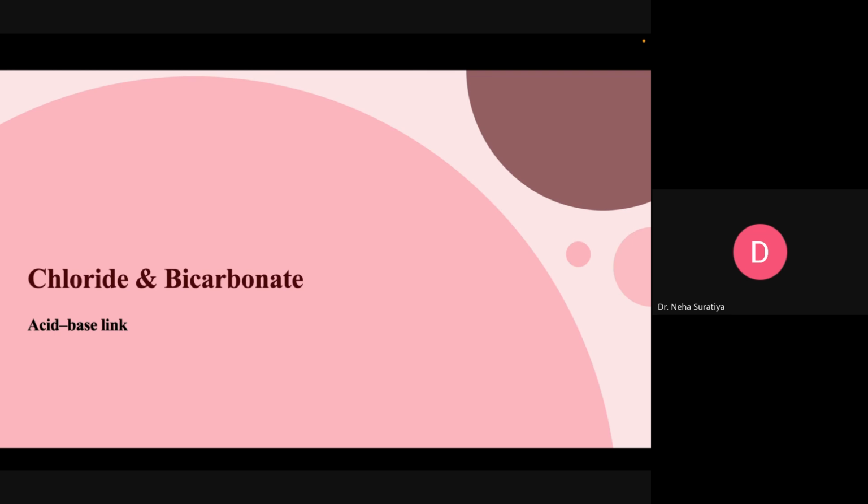But for now, understand chloride usually follows the sodium. And bicarbonate, abbreviated as HCO3, reflects metabolic acid-base status. Low bicarbonate means metabolic acidosis. I'm repeating again: low bicarbonate means metabolic acidosis.